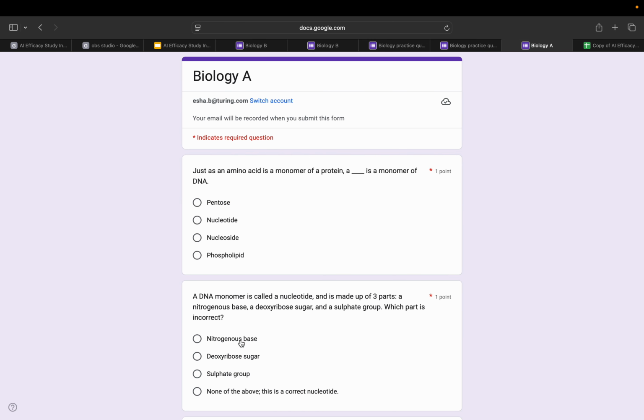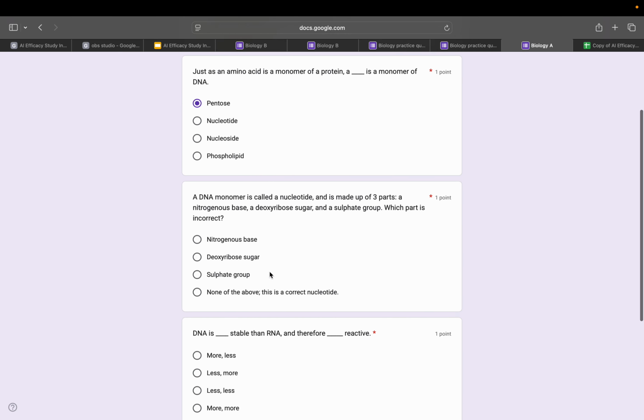Just as amino acid is a monomer of protein, dash is a monomer of DNA. Number 14, a dash is a, I guess, phospholipid as nucleotide is nucleoside is. These are the regions where it's present. I'll go with pentose because this is the name I remember.